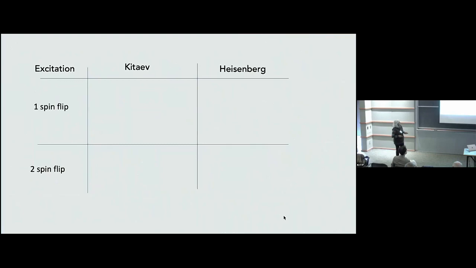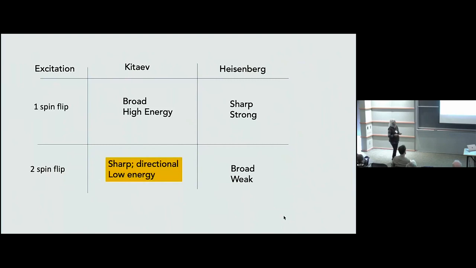Okay, so let me just summarize that here. Basically, if you try to do a one spin flip, it's very sharp in a Heisenberg magnet. A two spin flip is extremely broad. But if you have a Kitaev magnet, one spin flip is broad, but two spin flips are sharp and directional and at low energies.